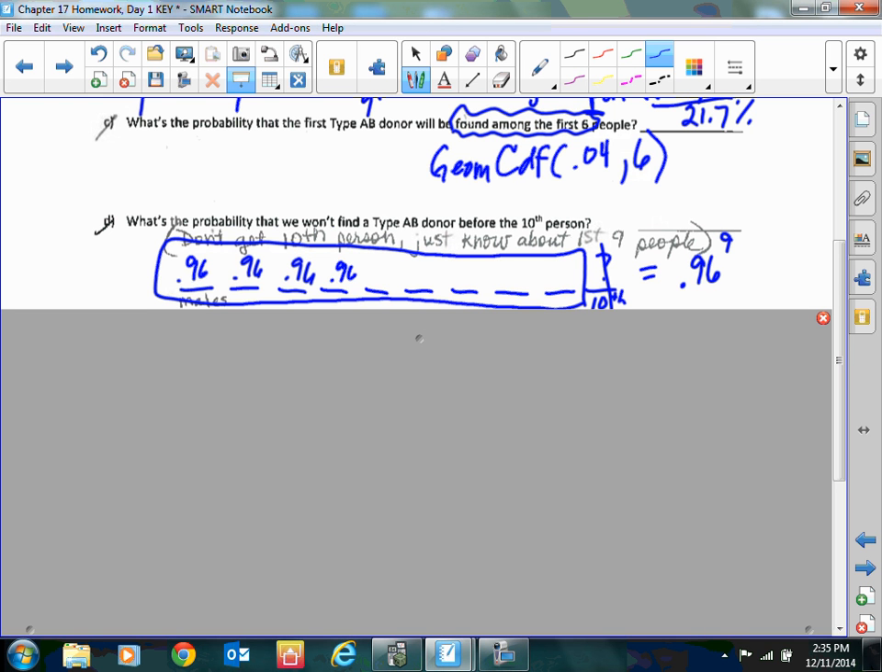Okay, now what did you want to do? What was it that you thought it was? The geometric CDF of 0.96, 9?